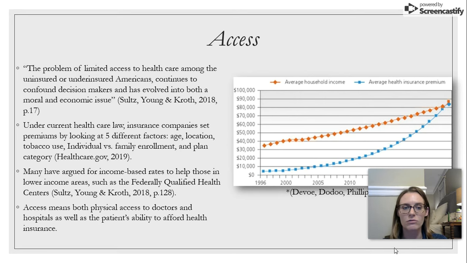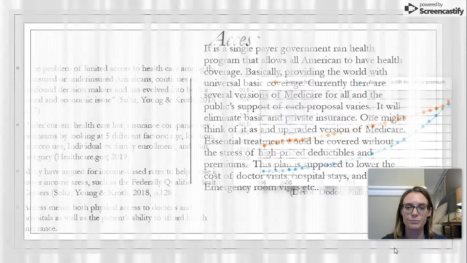Many people have argued for income-based rates to help increase access and decrease costs, but whether that would be federally or state regulated would be up for debate, since things of that nature, such as welfare, are federally regulated, which decreases access for a lot of people within states with higher costs of living.